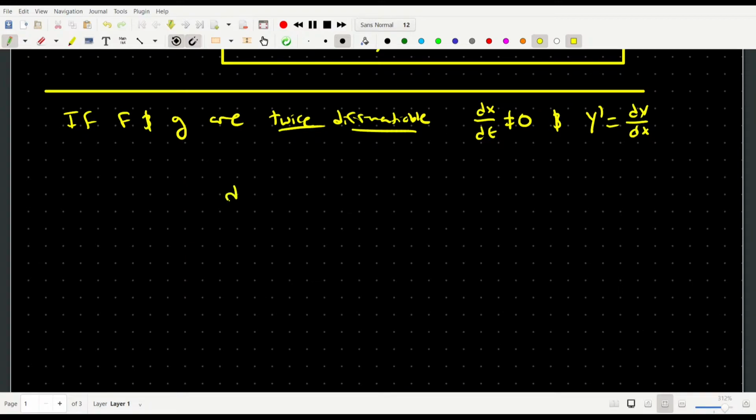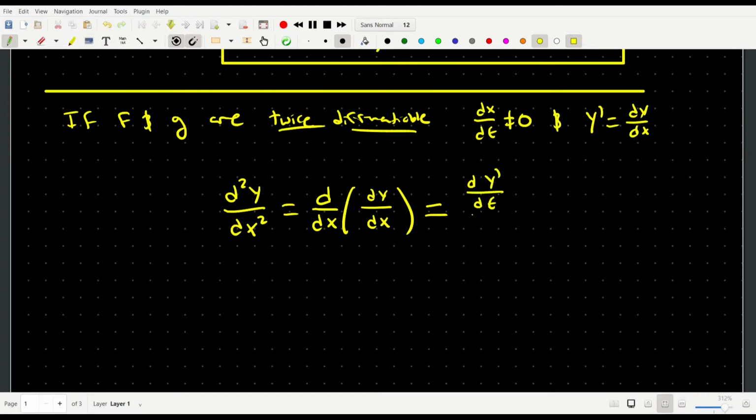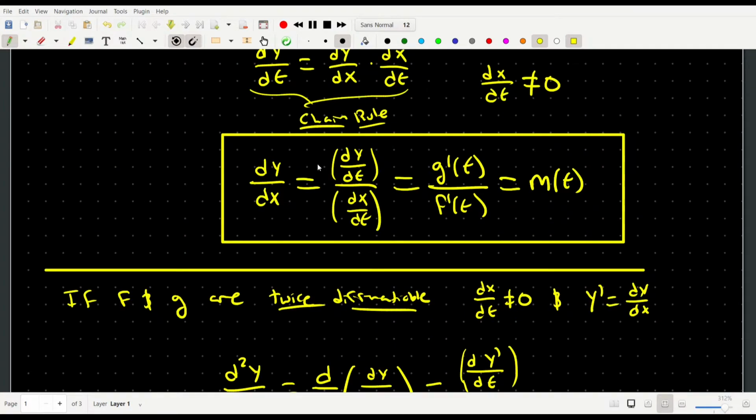Then the second derivative of y with respect to x, which is the same thing as the x derivative of the y derivative with respect to x, the same thing as y prime, or dy dx, is going to be equal to the derivative of y prime with respect to t over the derivative of x with respect to t. So this formula very nicely generalizes.